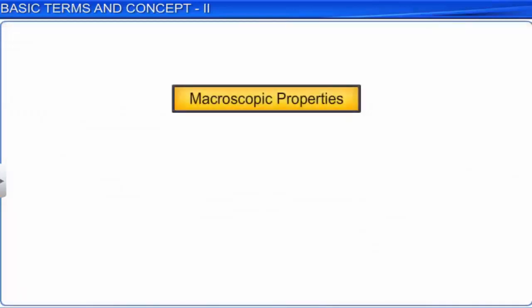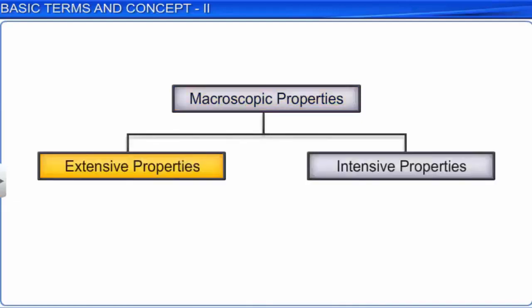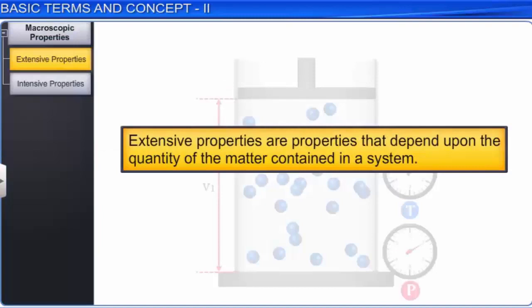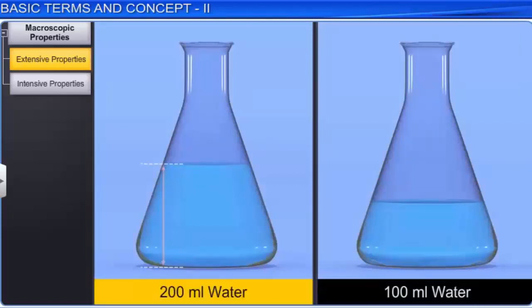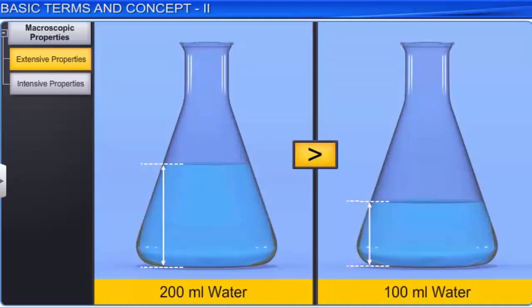Macroscopic properties, on which the state of a system depends, are further divided into extensive properties and intensive properties. Extensive properties are properties that depend upon the quantity of the matter contained in a system. Examples of extensive properties are mass, volume, and heat capacity. For example, 200 milliliters of water takes up more volume than 100 milliliters of water.